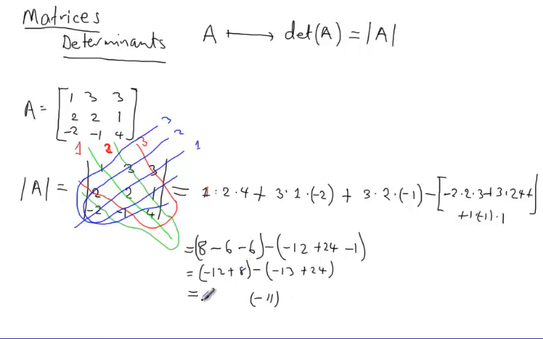And here? Minus 4 minus 11, isn't it? Which is 11 minus 4. What is that? 7. So we can now say that determinant of A is equal to 7. All together?